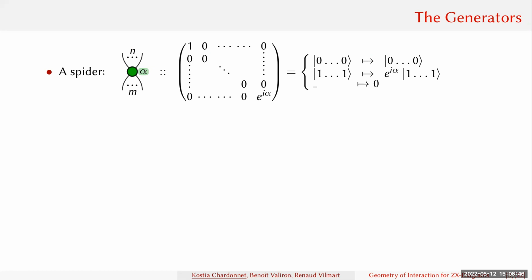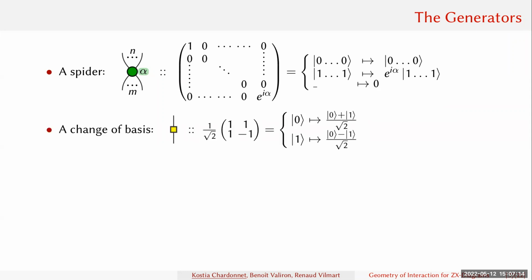For the green spider, you just have a big matrix with a one in the most top left index, and e^{iα} in the bottom right. So basically, if all your inputs are 0, you produce an output of 0. If all your inputs are 1, you get e^{iα} on the output 1, and otherwise you get a 0.